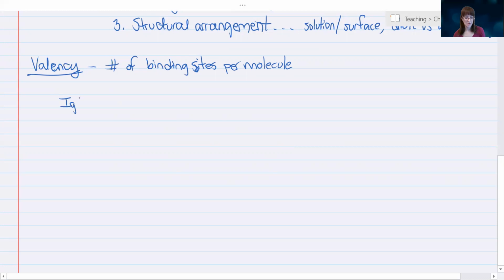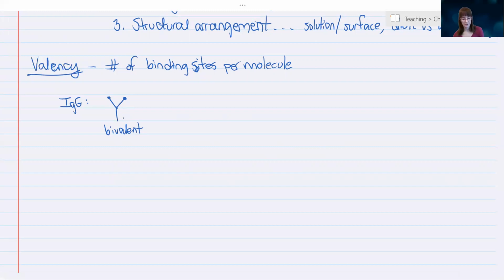So IgG, which is the antibody that we most often think about, which we can draw with this abbreviated Y shape, of course binds at each of its two Fab arms. And so this is a bivalent interaction because it can potentially bind two antigens or two epitopes on the same antigen. Okay, so this is a bivalent molecule.